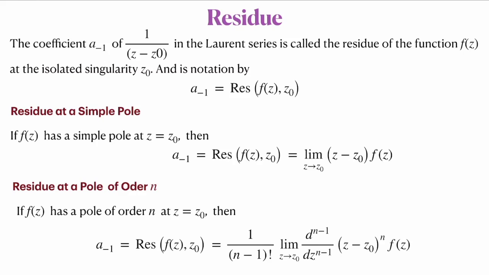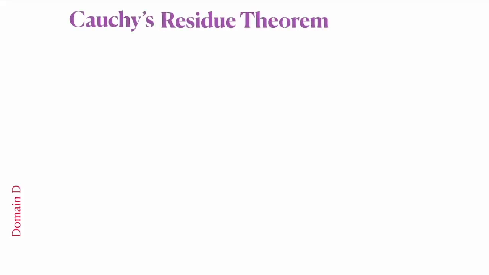Why is the coefficient a minus 1 so important? You might ask, why do we need to work so hard to get it? The answer is very simple. We have what is called Cauchy's residue theorem. Again, this is a Cauchy theorem. If you are unwilling to say Cauchy again and again, you can simply call it the residue theorem.